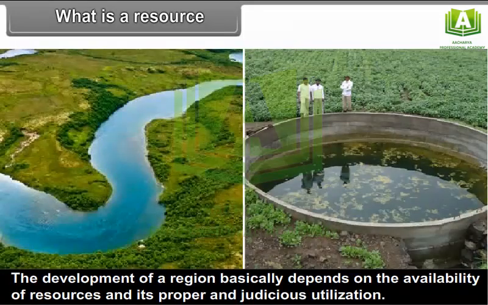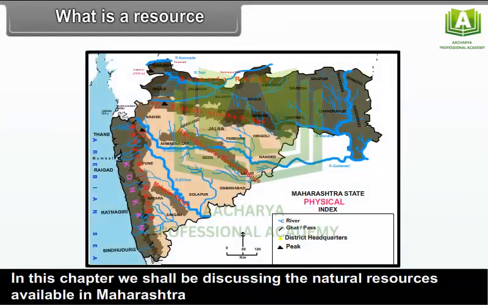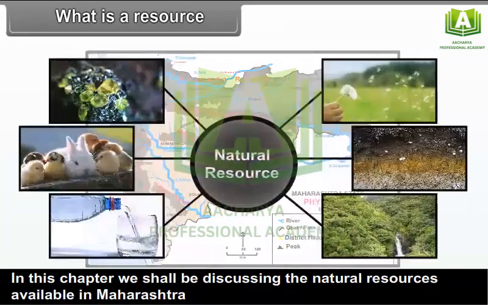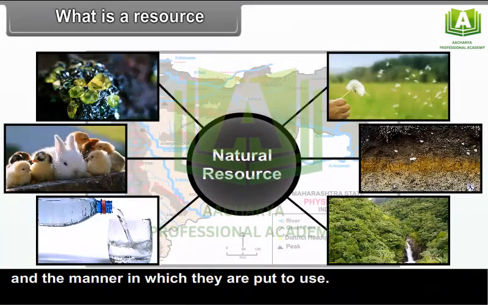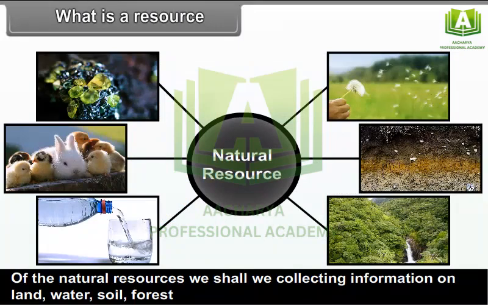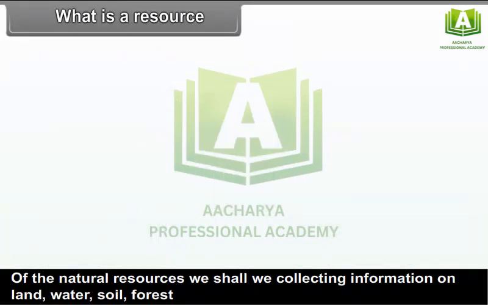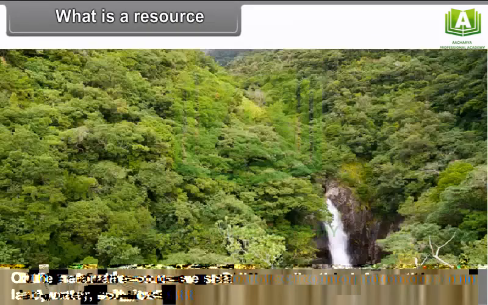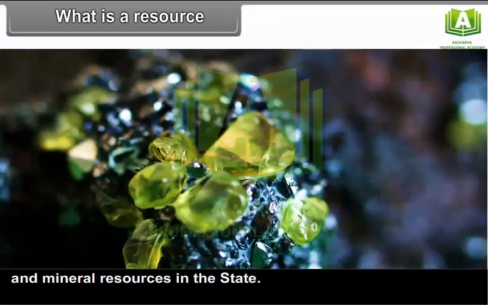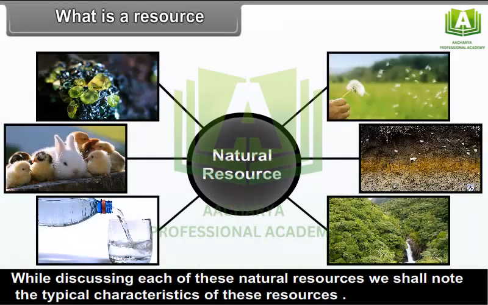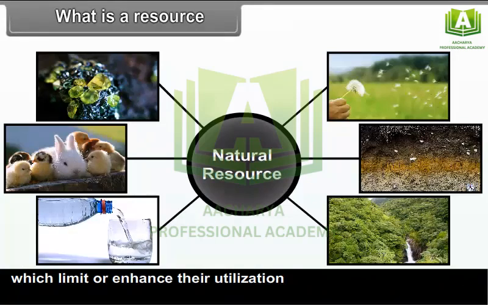The development of a region basically depends on the availability of resources and their proper and judicious utilization. In this chapter, we shall be discussing the natural resources available in Maharashtra and the manner in which they are put to use. Of the natural resources, we shall be collecting information on land, water, soil, forest and mineral resources in the state. While discussing each of these natural resources, we shall note the typical characteristics of these resources which limit or enhance their utilization.